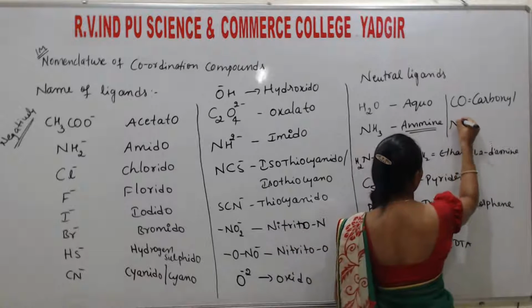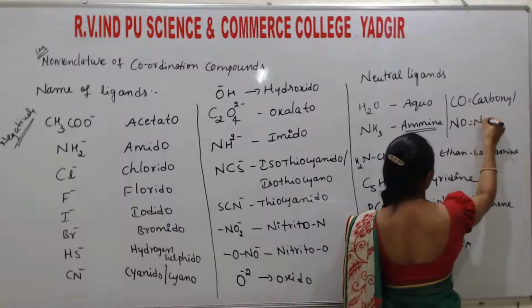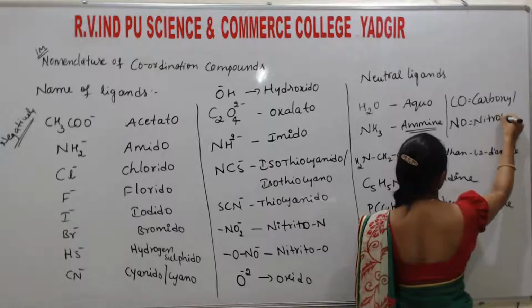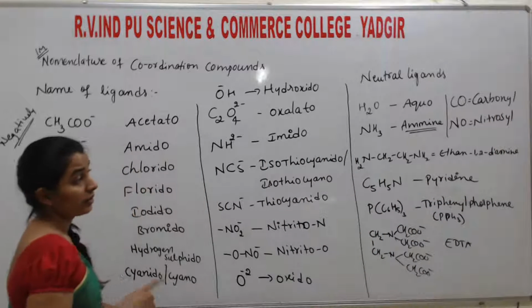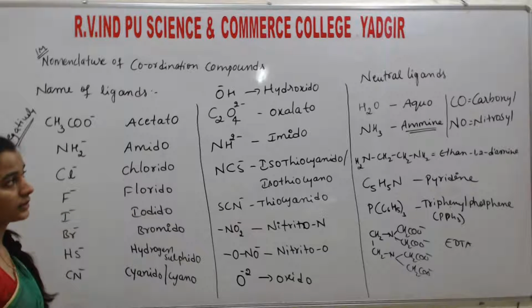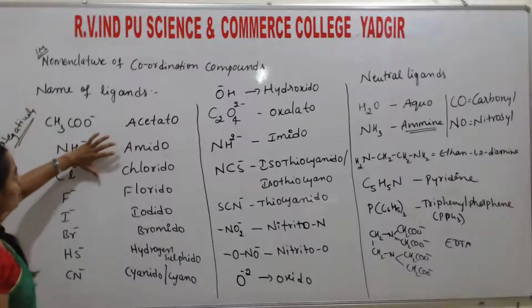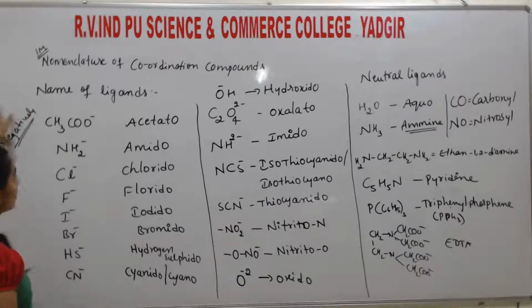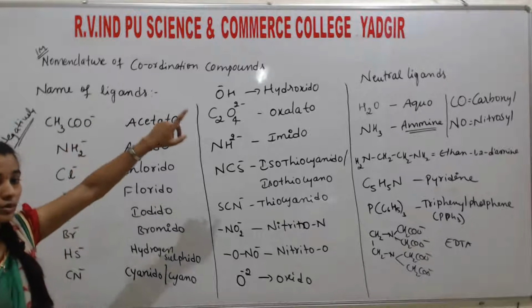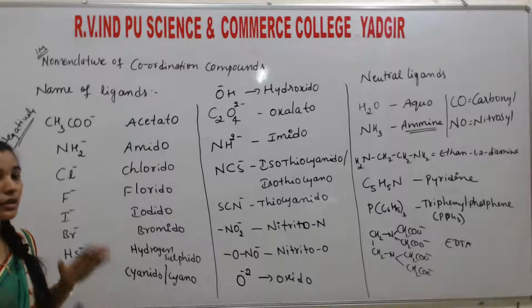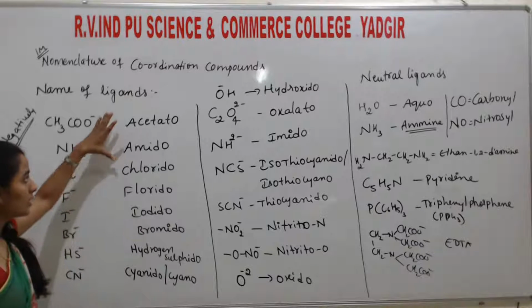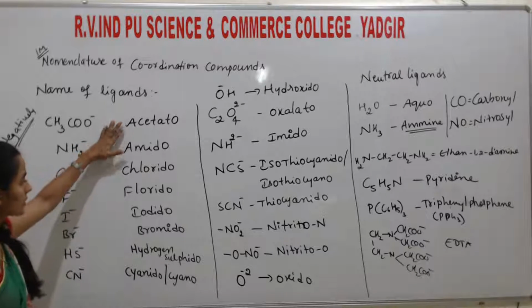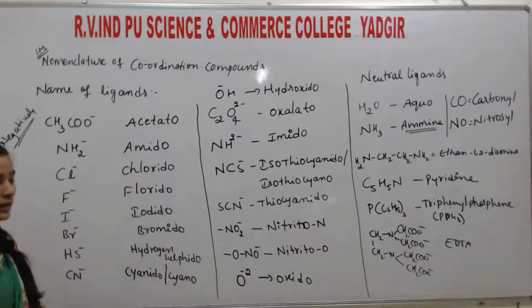Okay, and NO, that is nitrosyl. Carbonyl and nitrosyl, those are our what? Neutral ligands. Understood? So these are all the names of the compounds in the negatively charged ligands, and those are our what? Neutral ligands. So if these ions are there in the complex, the name of the ligand in the complex follows this order. Not like that.